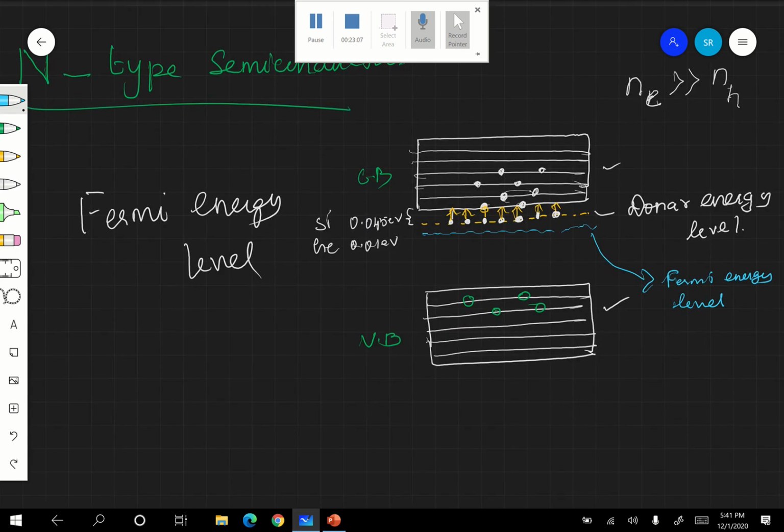Now this is about N-type semiconductor. Are you following, children? So here the majority carriers are electrons and the minority carriers are holes. Okay, right. Now let us go to the next one.